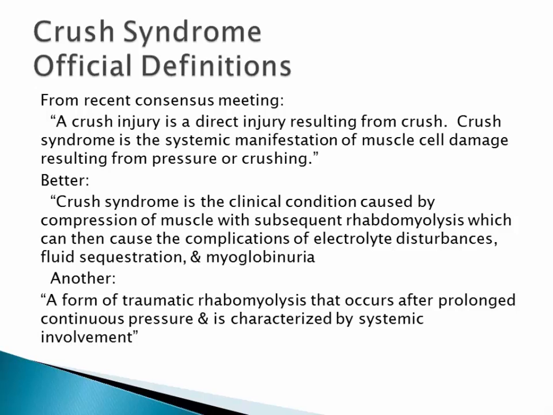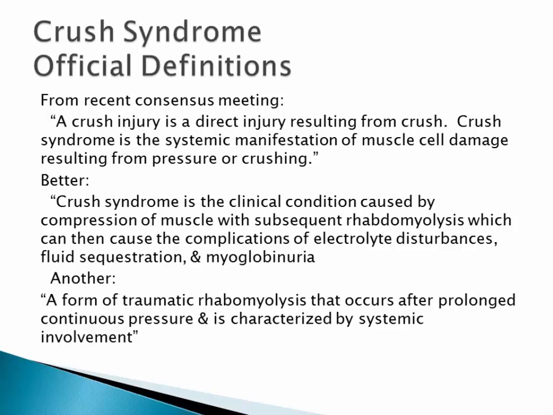Other definitions that I think I like better: crush syndrome is a clinical condition caused by compression of muscle with subsequent rhabdomyolysis, which is the breakdown of muscle cells, which can then cause complications of electrolyte disturbances, fluid sequestration, and myoglobinuria. And we'll be talking about myoglobin. Myoglobin is a protein that's in muscle that gets released with cell destruction and creates a lot of the problems.